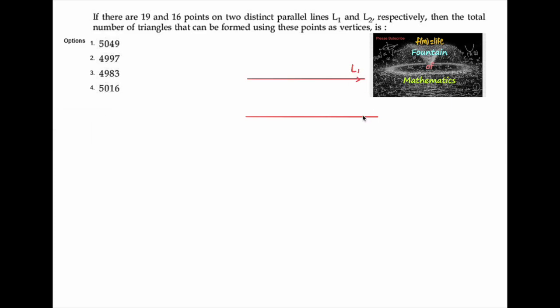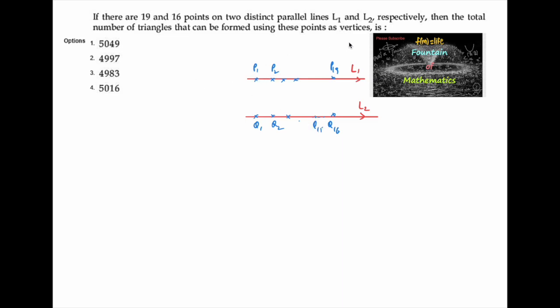Say this line is L1 and say this line is L2. And there are a total of 19 points on line L1, say P1, P2 and so on up to P19. Similarly, on the second line L2 there are 16 points, say Q1, Q2 and so on up to Q16.